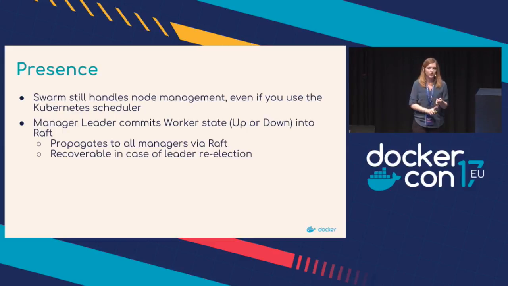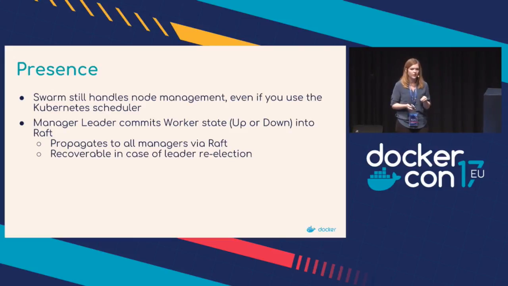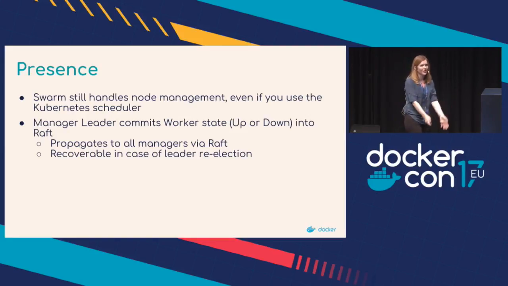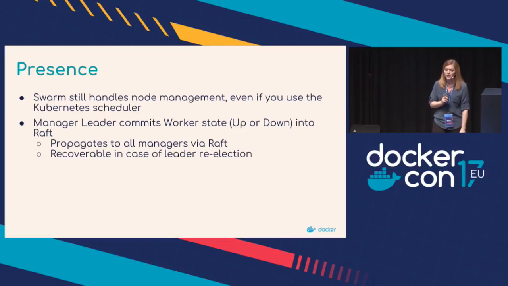So even if you are using Kubernetes with Docker, as was just announced yesterday, Swarm is still handling the node management. This up-down state and node management is still handled by SwarmKit, even if you're going to deploy to a Kubernetes cluster. And I think that's one important distinction that maybe didn't get absorbed fully yesterday: SwarmKit's not going away. It's still a really important part of the Docker EE, Docker for Mac, running clusters with Docker experience.